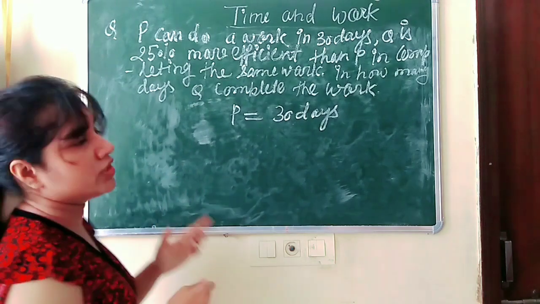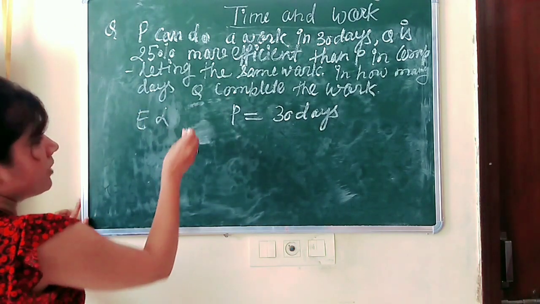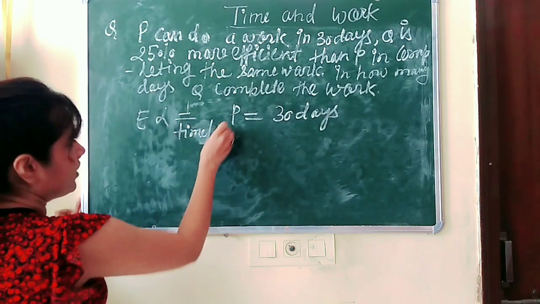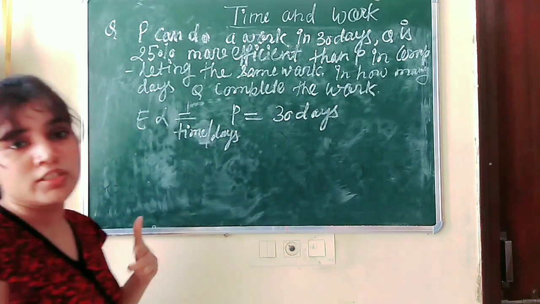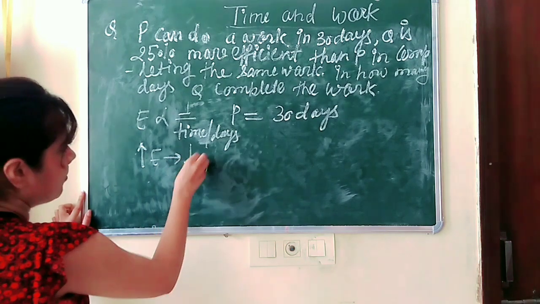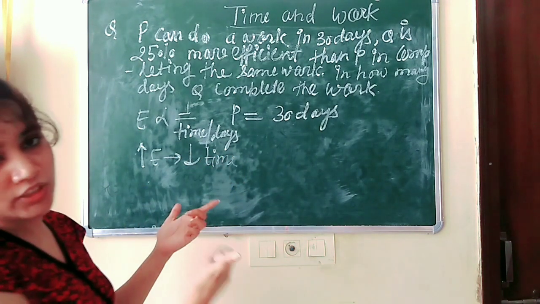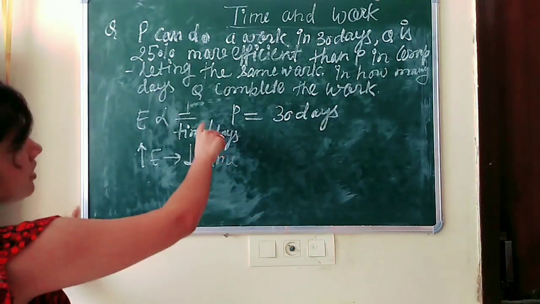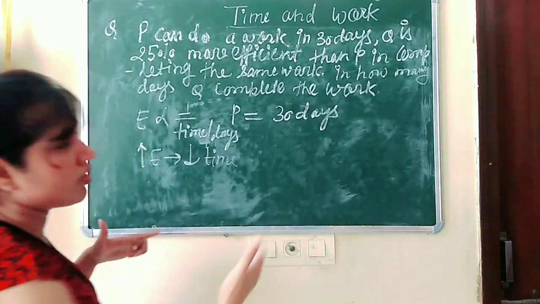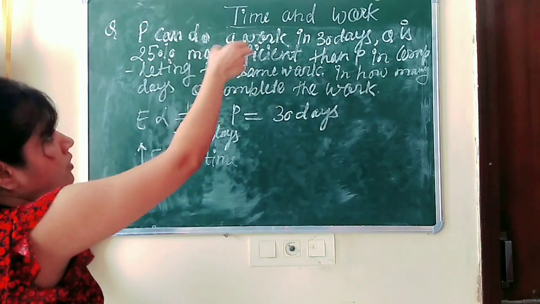Okay, so this question is related to efficiency, and we know that efficiency is inversely proportional to the time, or we can say the number of days. Because if a person is more efficient, it will take less time, or fewer days, to complete or finish any work. So here it is given that P is taking 30 days to complete a work, and the same amount of work will be completed by Q, and Q is 25% more efficient.